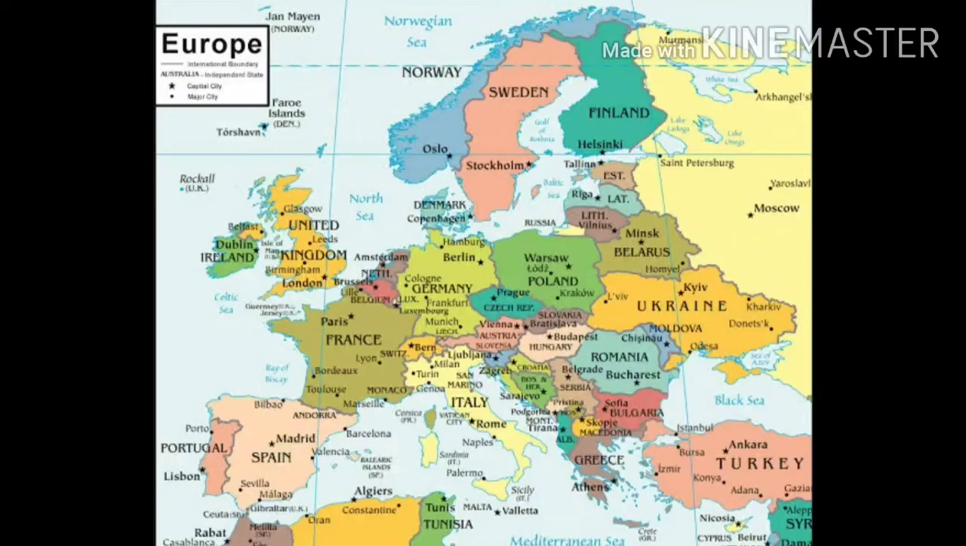Sixth one is Europe. Europe is the sixth largest and the most industrialized continent in the world. The United Kingdom, Germany, France, and Italy are some of the most advanced countries of this continent.